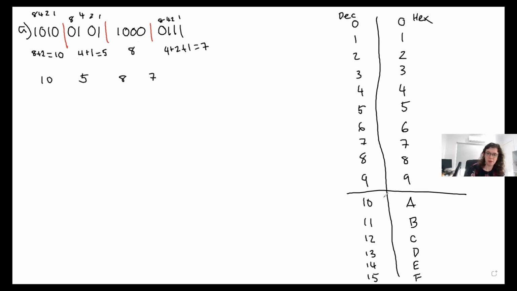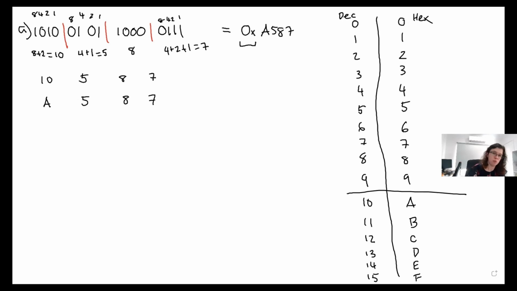However, 10 from our hex table is represented by A. So A, 5, 8, 7. The final answer, you can write it in a few different ways, but the common way is 0x A587. This just denotes that it's in hex now. Cool, so that's from binary to hex.